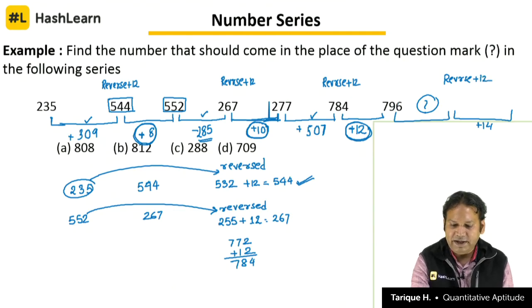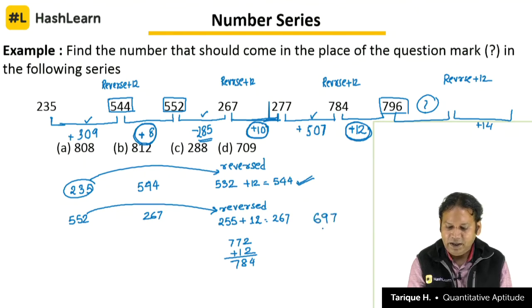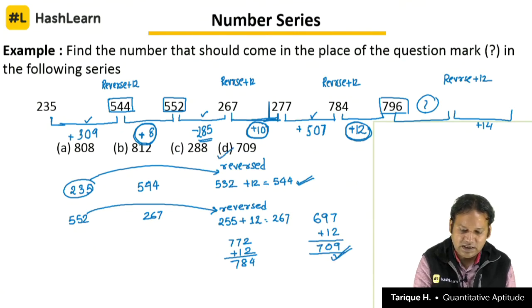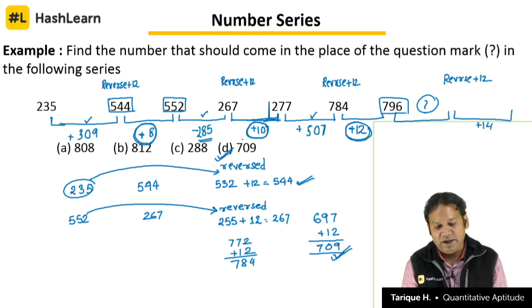So the number is 796. If you reverse it, it becomes 697, and if you add 12 to this number it will become 709. The answer is D, 709.